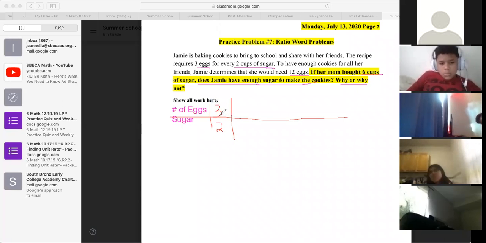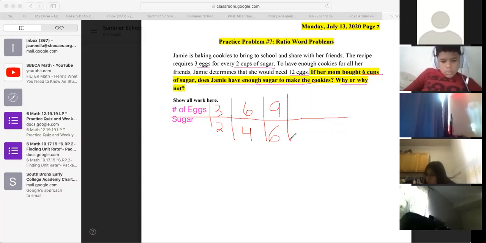If I double 3, what do I now get? 6. If I double 2, what do I get? 4. Let's keep going. 3, 6. What's next? Find the pattern. 9. Good. 2, 4. Good. Let's keep going. 12. And what? 2, 4, 6, 8.